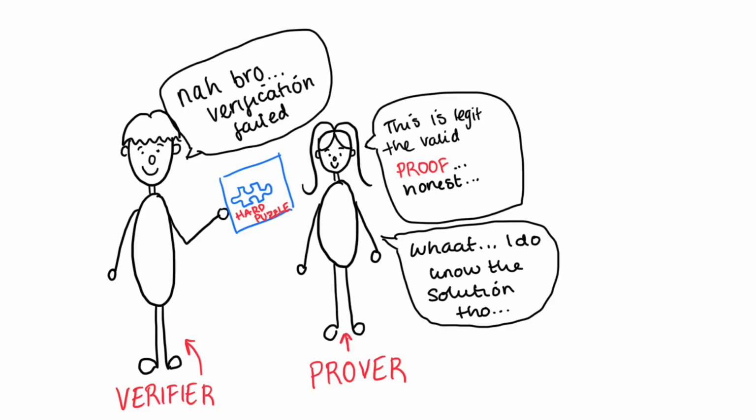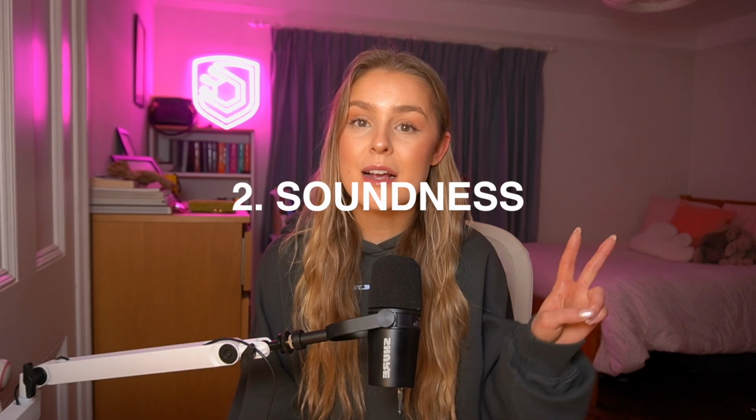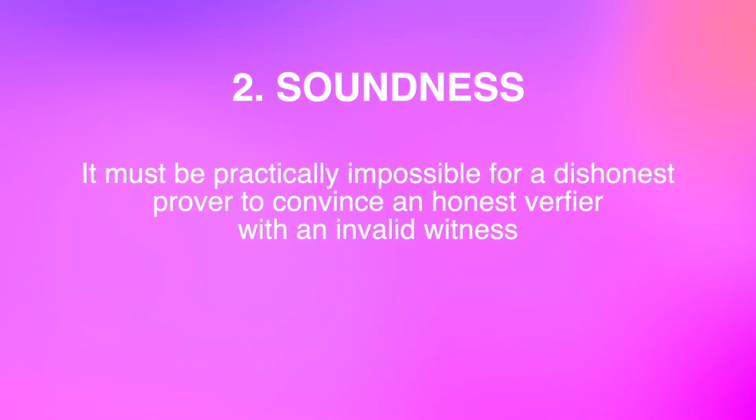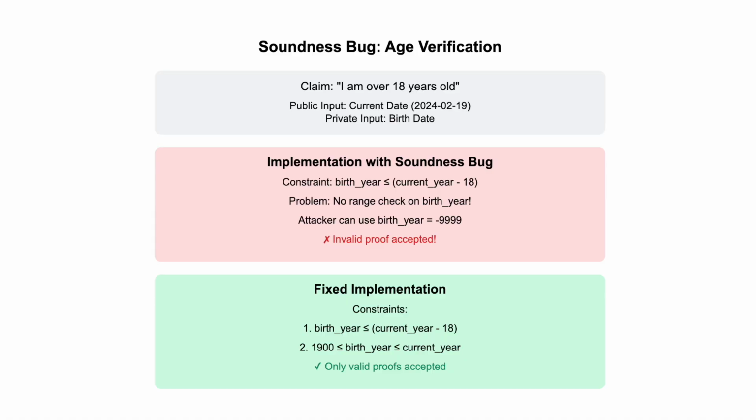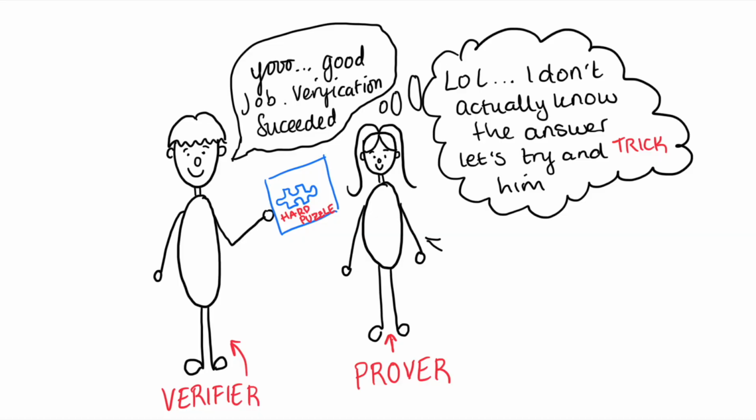Going back to Alice and Bob, if Alice is honest and follows the protocol, she should be able to convince Bob. The second one is soundness. So it must be practically impossible to convince the verifier and trick them with an invalid witness. If I'm not over 18, it must be impossible to convince them that I am over 18. Well, 99.999999999% impossible. If the prover doesn't know the information, they can't trick the verifier into thinking that they do. This is another common cause for bugs in zero-knowledge proof systems, in which invalid inputs produce successful proofs that pass verification.